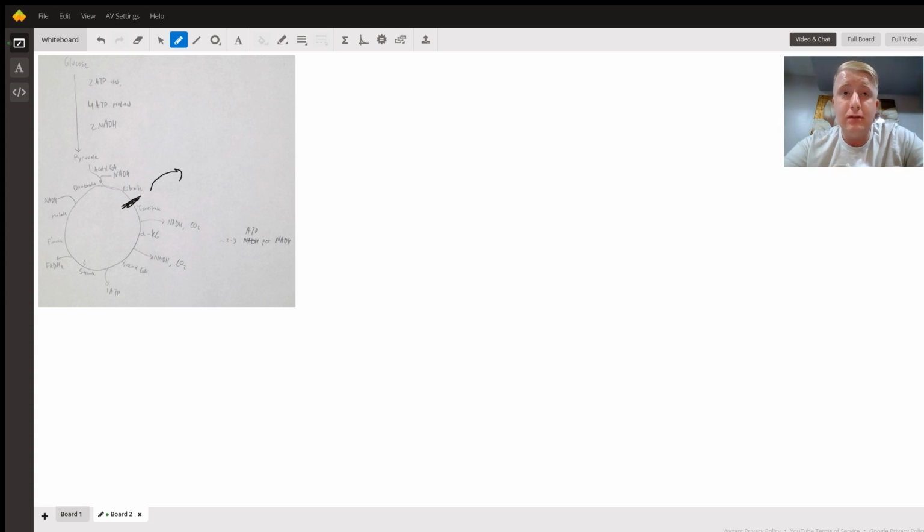So each molecule of glucose is going to go through the series of reactions of glycolysis, which, as we know, consume 2 ATP but produce 4 ATP. So there's a net gain of 2 ATP per glucose in the glycolysis pathway. We also produce 2 NADH for each molecule of glucose that goes through glycolysis and gets turned into pyruvate.